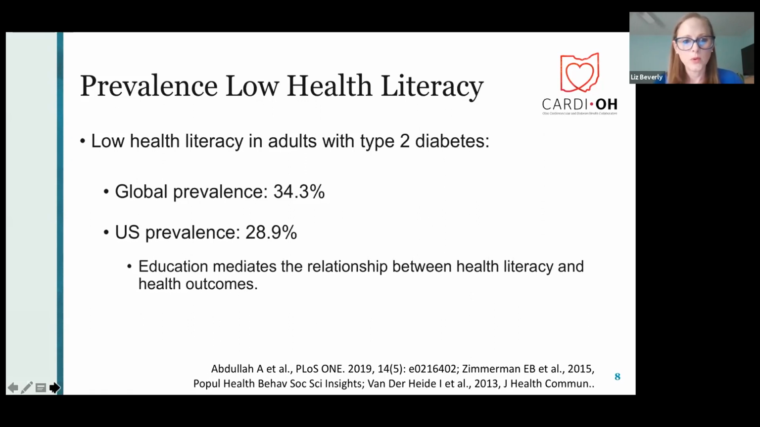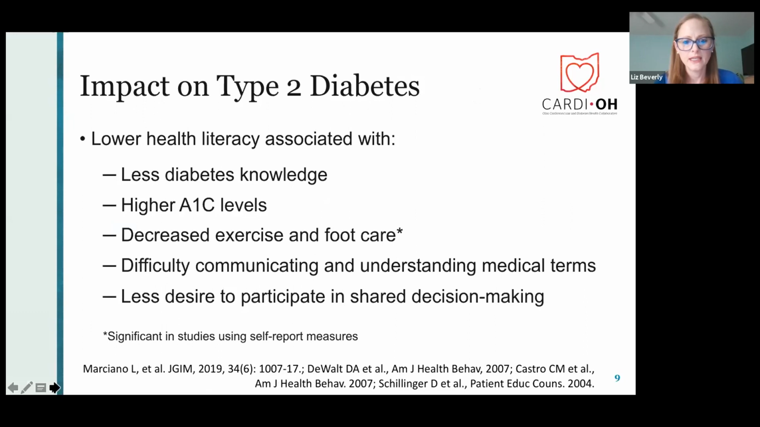I do want to make a point here, and this point is that a lot of the research shows on health literacy, and this is not necessarily in the type 2 literature, this is the general literature on health literacy, that education mediates the relationship between health literacy and health outcomes. And if you think about that, if someone achieves a higher level of education, that allows someone to have better access to healthcare. It allows for better communication skills with a provider. And if you have more communication with a provider and better access, you'll understand more terminology, which will improve your health literacy.